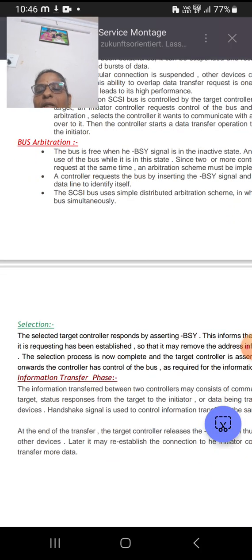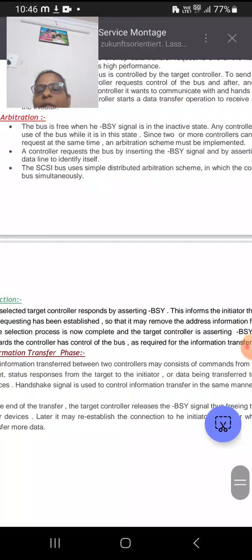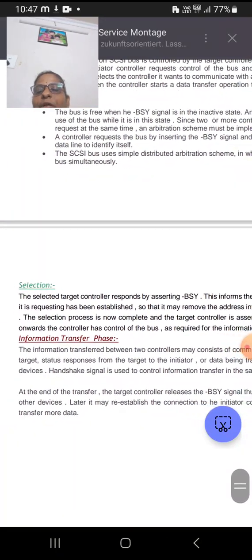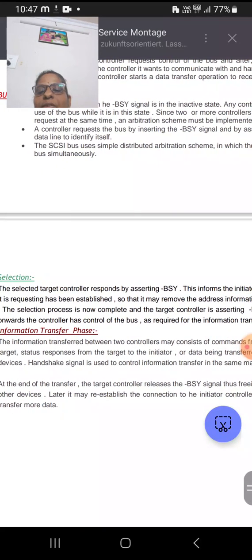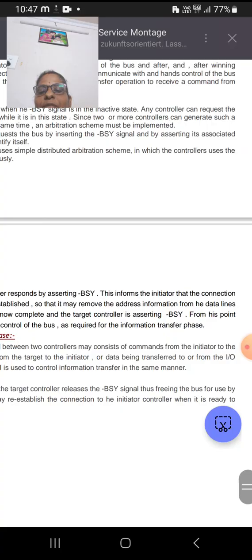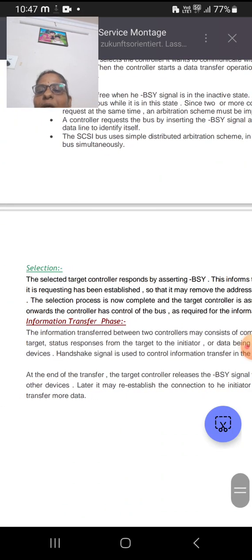So in selection, the target controller responds by asserting the busy signal, informing the initiator that the connection has been established. Then the information transfer phase: the information transfer between controllers consists of a command from the initiator to the target.